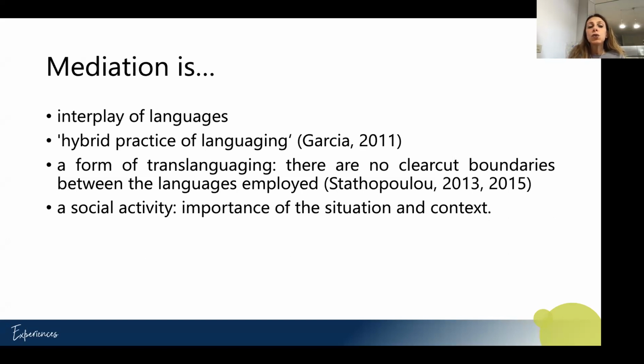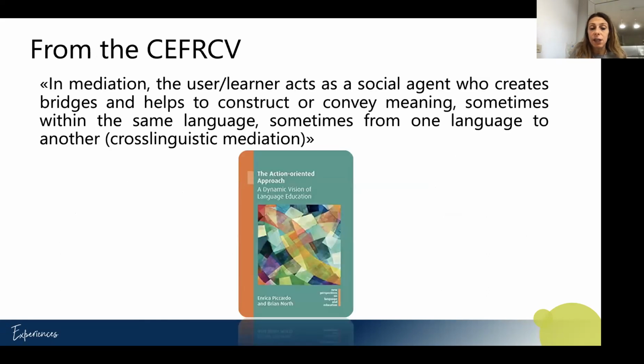So the important thing is to let the message go, to mediate the message. So if necessary, I can use my L1, but for some parts of the communication, I switch to the L2, because I understand that my interlocutor won't catch the meaning in that particular moment, and so on. And so all this means that communication and mediation is a social activity, because of course we are all immersed in a situation, in a context that we need to take into account. This is the idea of the action-oriented approach in this latest book by Piccardo and North, where there's this idea of the social agent, that is this active role of the speaker, conveying meaning with the same language, sometimes from one language to another, and so on.